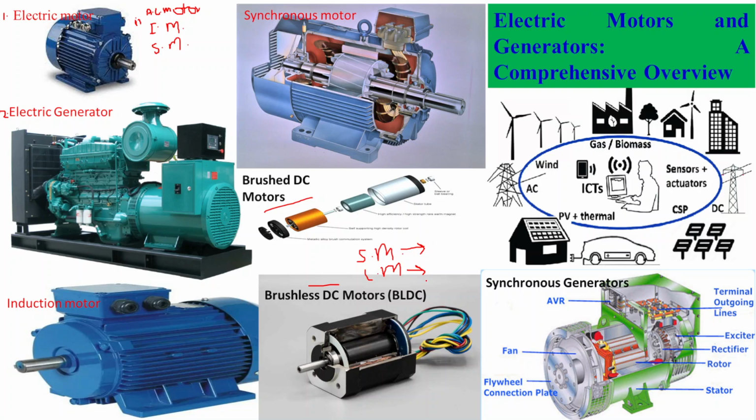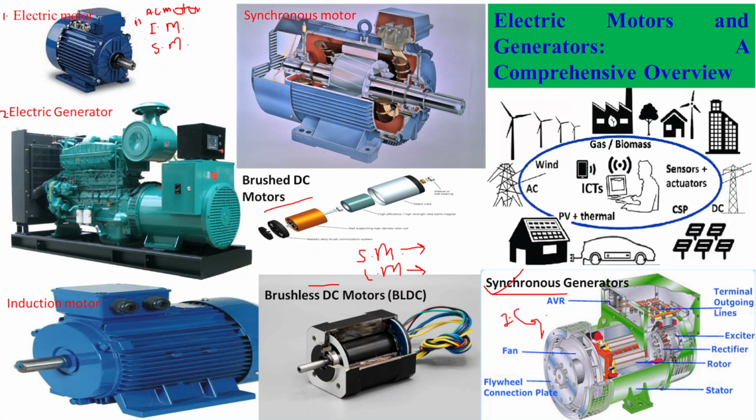Types of electric generators. We have different types of electric generators. In the AC generator, mainly we are using the synchronous generator, and the second one is the induction generator. So what is a synchronous generator? Synchronous generator, also known as the alternator.